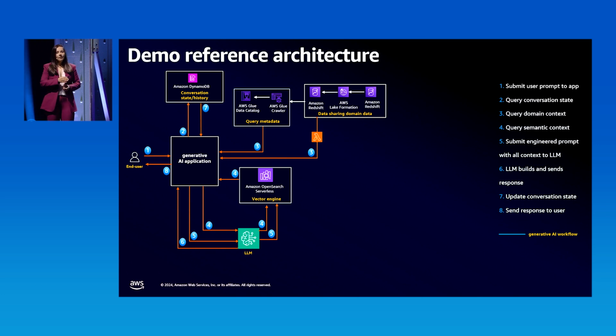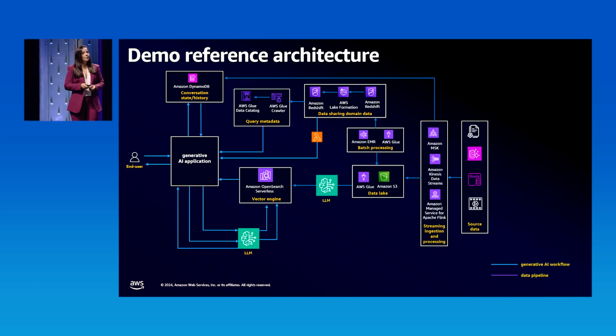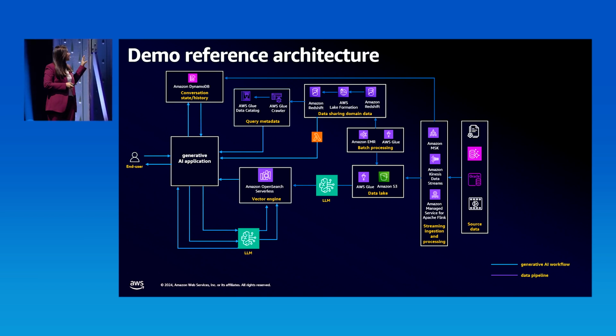So this is a very typical workflow for generative AI. Now let's look at the data pipeline that powers this workflow. So let us think about the example where we want to give the customer really relevant data. For example, some chatbot applications might need to have access to real-time data.